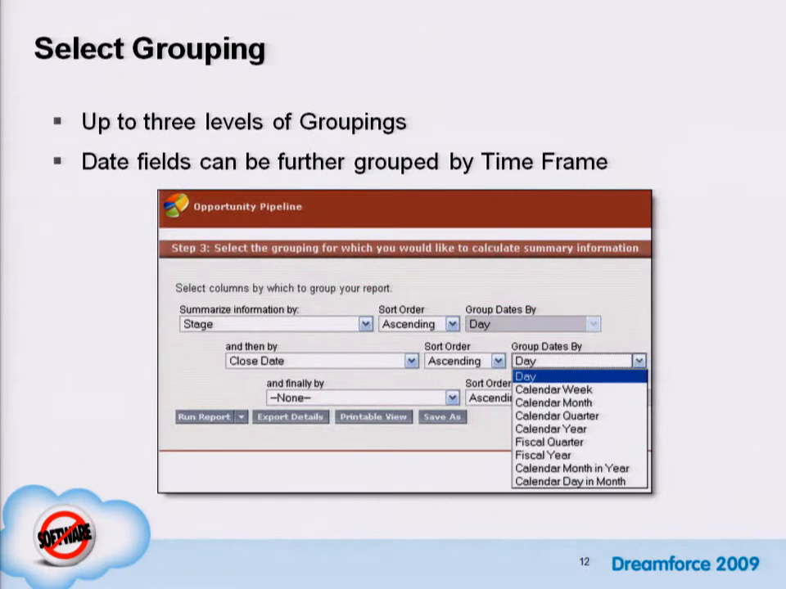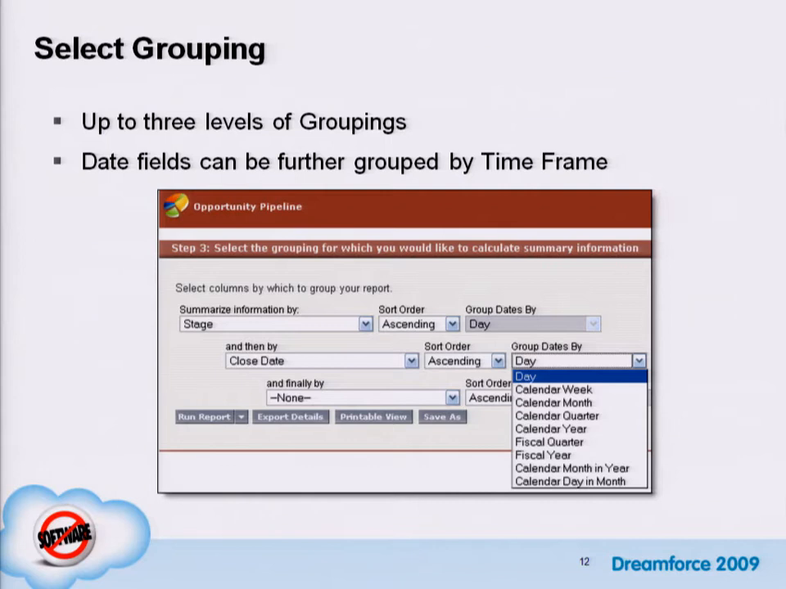Groupings. The next report that we're going to look at, we're going to make it a summary report. And when you make a report a summary report, you have the option to select how you'd like to group the data. And you have up to 3 options here. So you could choose to group your opportunities, say, by opportunity owner. And then you could add a second grouping for, say, close date.